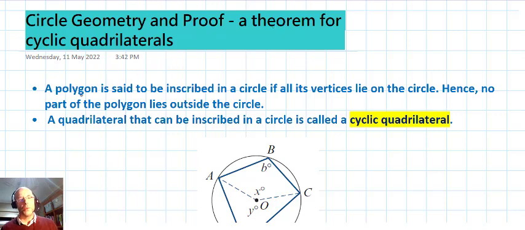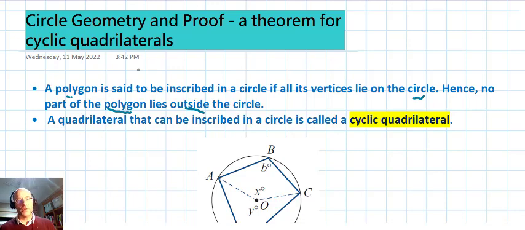So polygons, as we know, are flat shapes with a various number of sides connected by straight lines. And they can be inscribed in a circle if all their vertices lie on the circumference of the circle. So no part of the polygon goes outside. Each vertex lies on the circumference of the circle, and they don't stray outside.